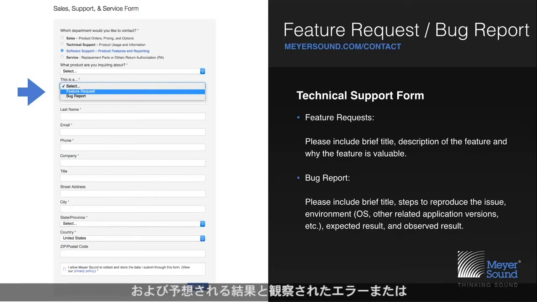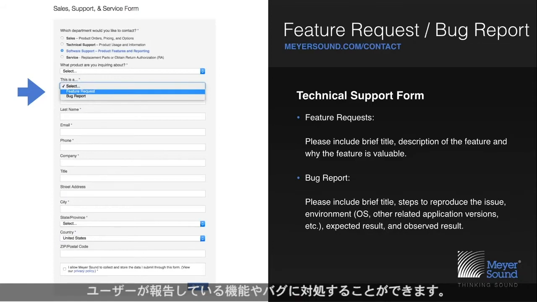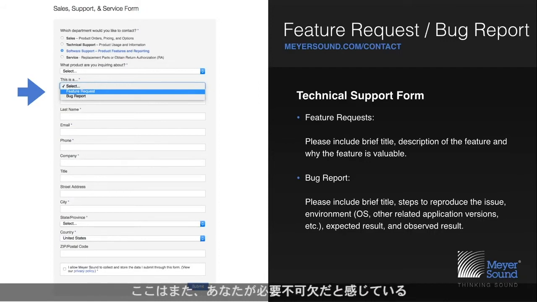And the error or the bug that you observed, the expected result and the observed result. That way we can collect that information into our systems and take care of the feature or bug that you're reporting. This is also where we would like you to let us know if there is a particular loudspeaker that you feel is mission critical and should go into MAPP 3D sooner than later. If you want additional loudspeakers featured in MAPP 3D, that would be a feature request, and be sure to send us that request using the same form.